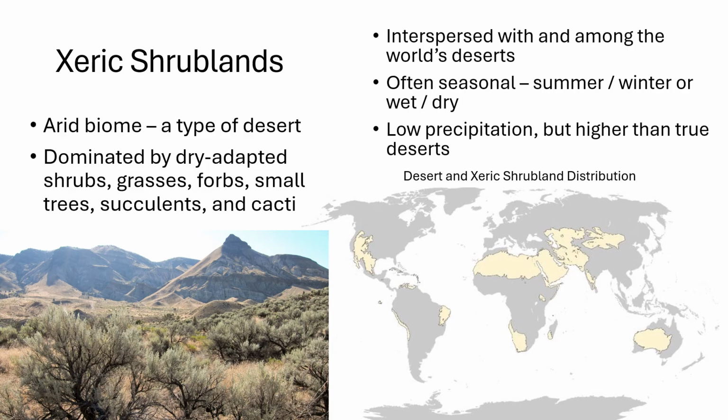This is a very arid biome. It's dominated by dry adapted shrubs, grasses, forbs, small trees, succulents, and in the Americas, cacti. It's interspersed with and among the deserts, like I said, and it is often going to be seasonal. In the tropics, you tend to have a wet and dry season. In the temperate regions, you tend to have a summer and winter.